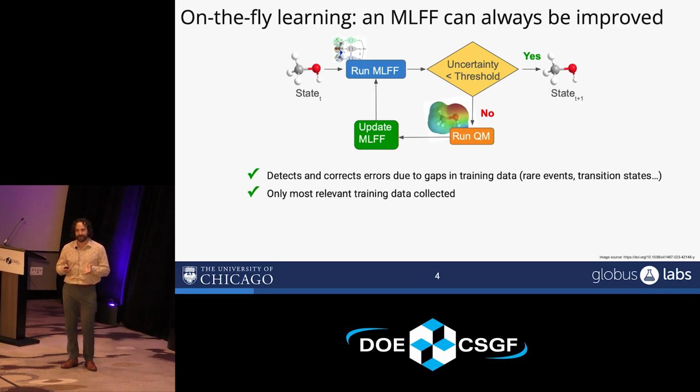And this has several advantages. We can detect errors due to gaps in our training sets, which might occur around rare events that we didn't sample when we built the initial model. And we can do this with only collecting the data we really need for the simulation at hand.